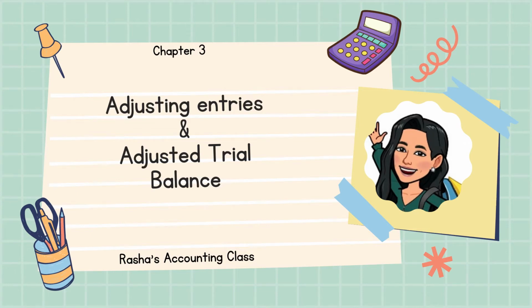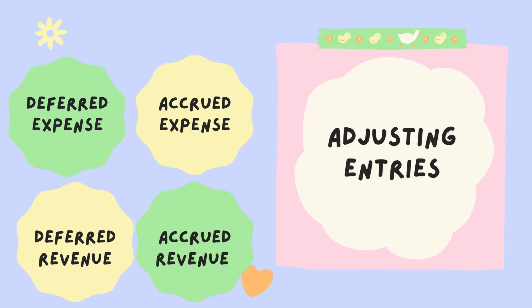Adjusting entries and adjusted trial balance. Now, adjusting entries. We said we have 4 types of adjusting entries, and each one I need to debit an expense or credit a revenue account. The first one is deferred expense, which means I paid in advance before the expense is incurred. So for the adjusting entry when the expense is incurred, I need to debit an expense and I need to decrease the asset account.